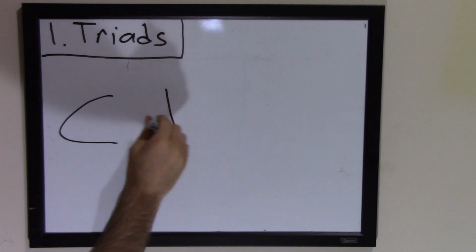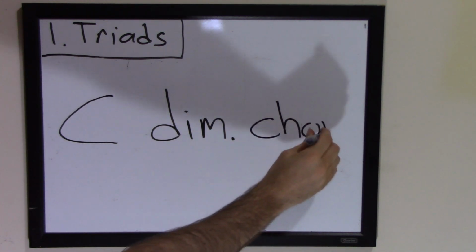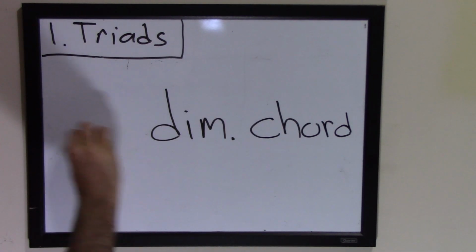So this is what a C diminished chord sounds like. This is an E flat diminished chord.